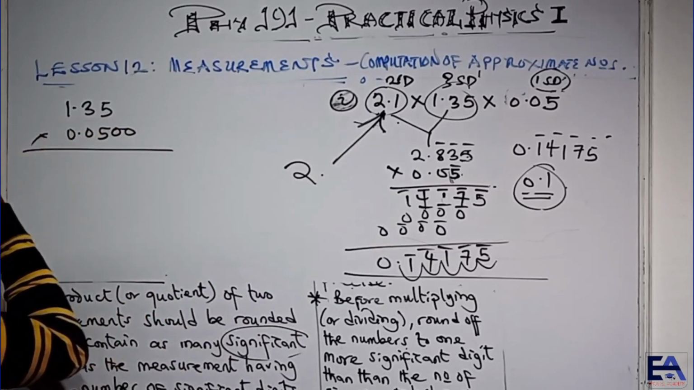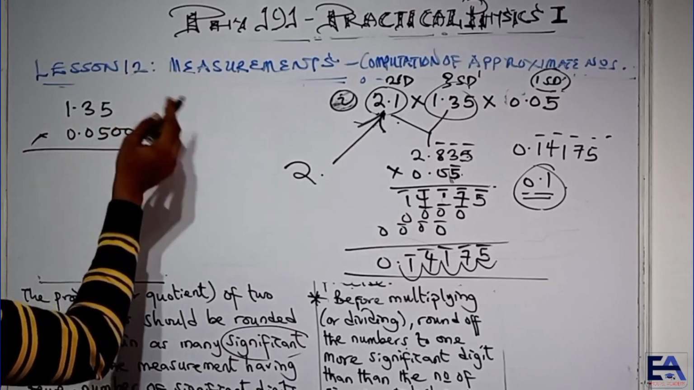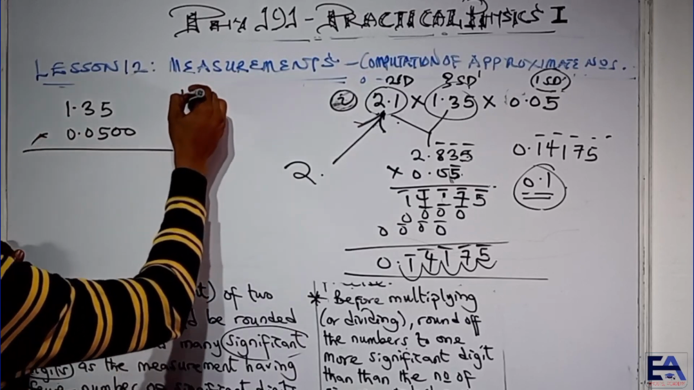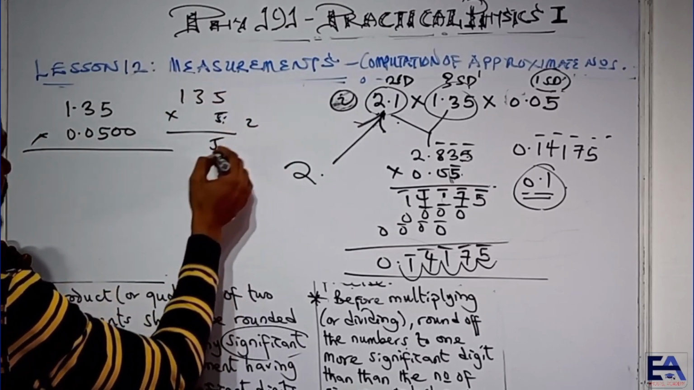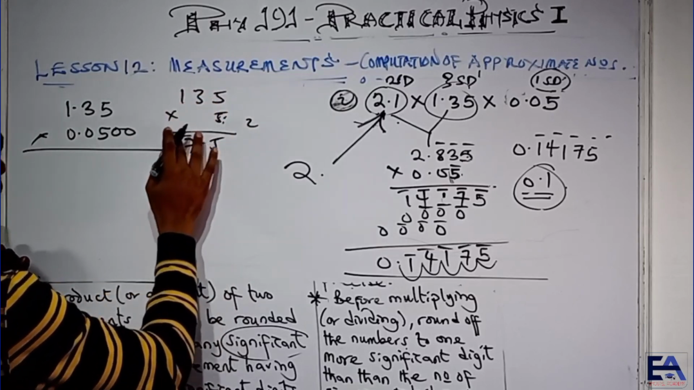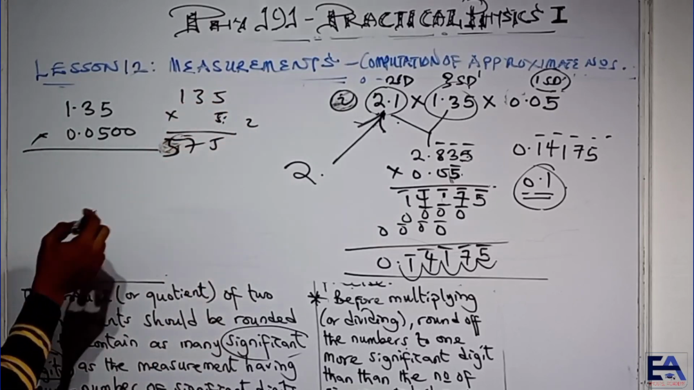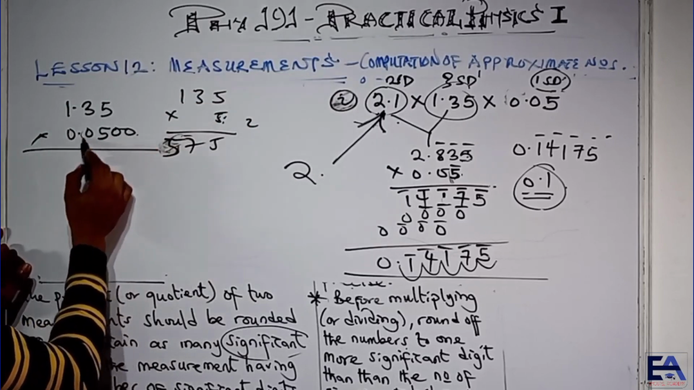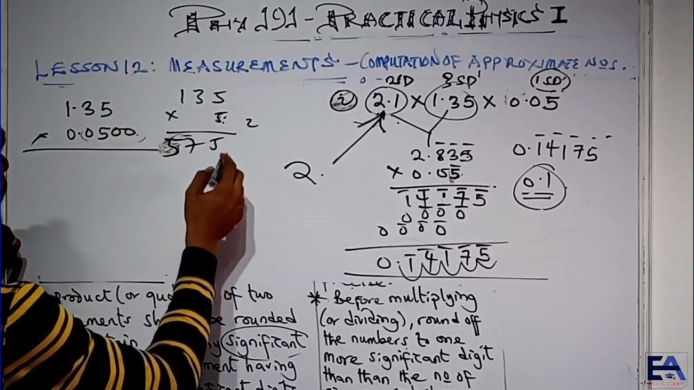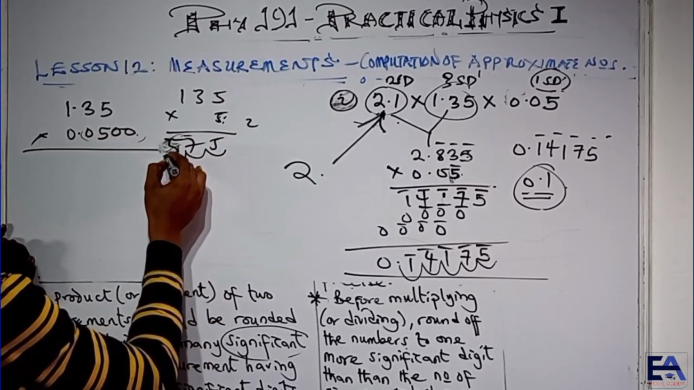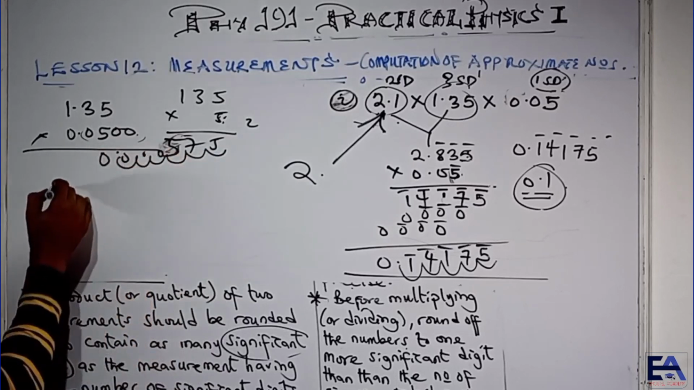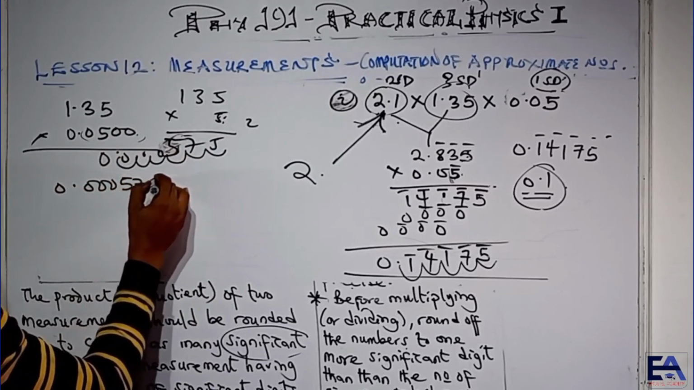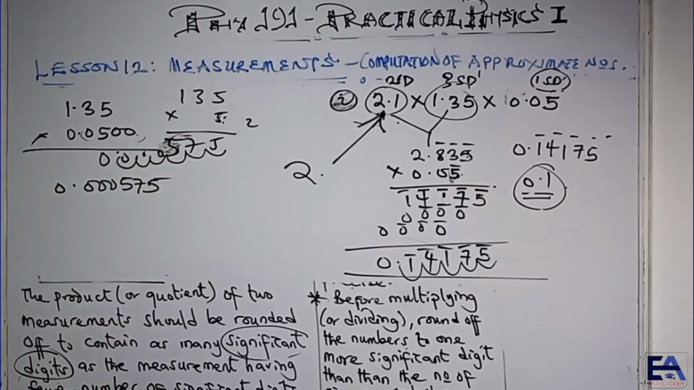Okay? So when we multiply, let's just do the normal multiplication of 135 and 5. 5 times 5 is 25, 5 and 2, 5 times 3, 15, 16, 17, 5 times 1, 5. So we have 675 here. So how many number of decimal places do we have? We have 4 here, 5, 6, we have 6. So the final result is going to have 6 decimal places, that is 0.000575. Okay?